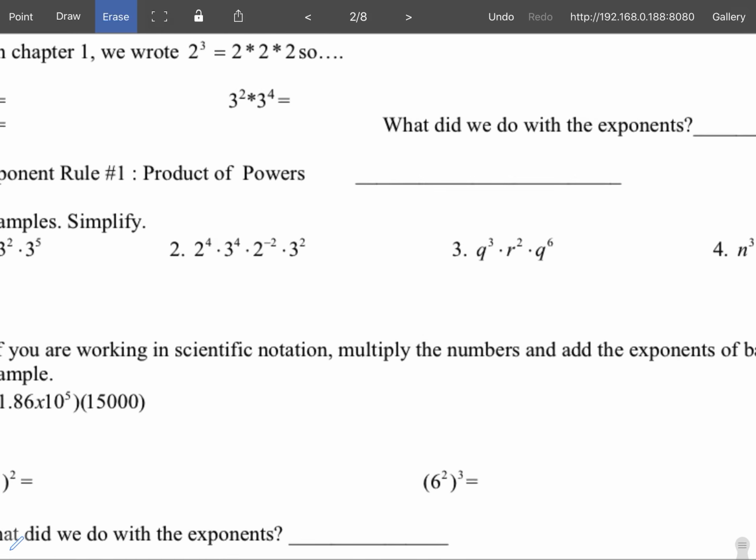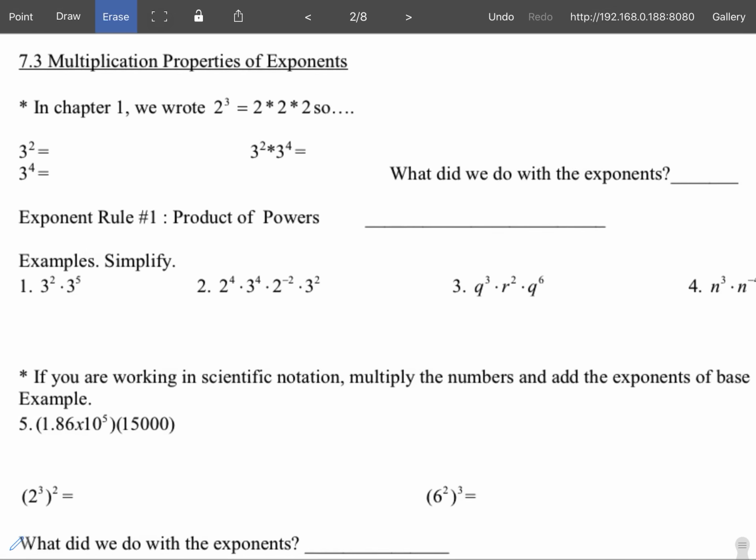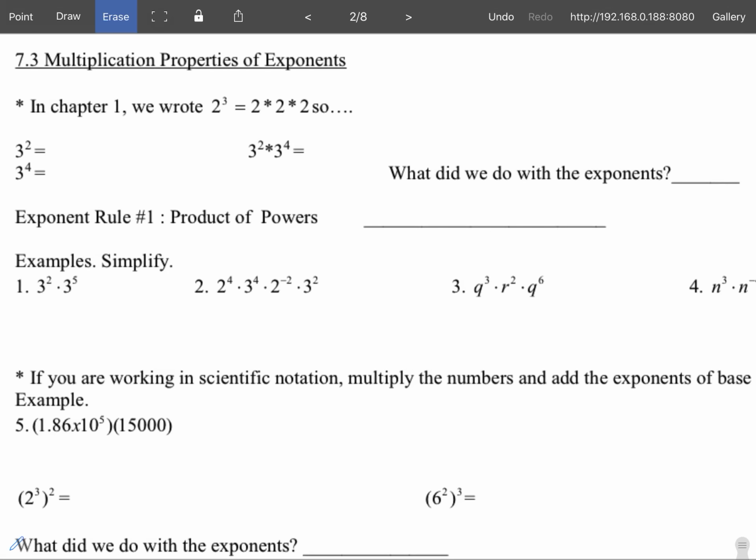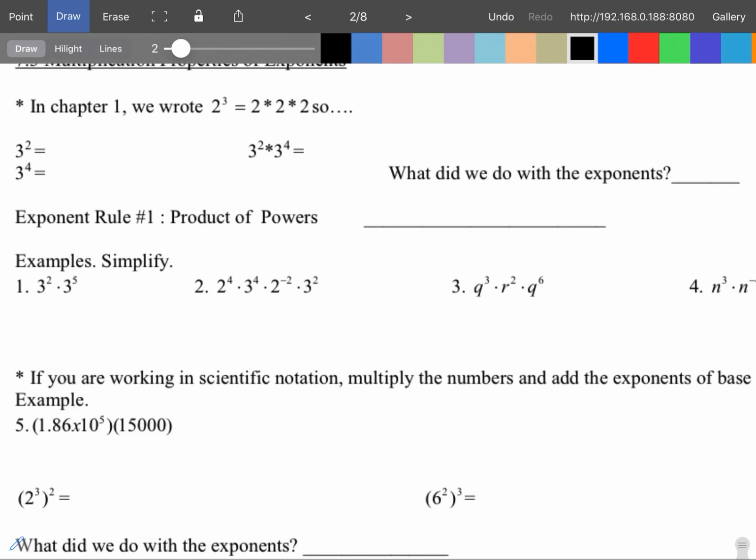Okay, so we're on 7-3, and this is more exponent rules. So if you look at the first thing, we know way back from chapter 1 that if you have 2 to the third power, that is not 2 times 3, okay? That's not 6. 2 to the third power, that means 2 times itself 3 times. So that's actually 2 times 2 times 2.